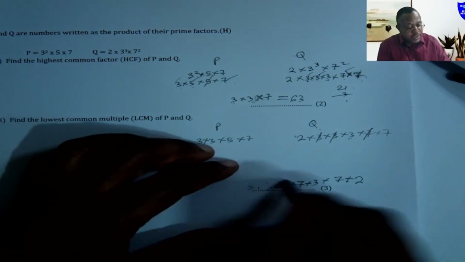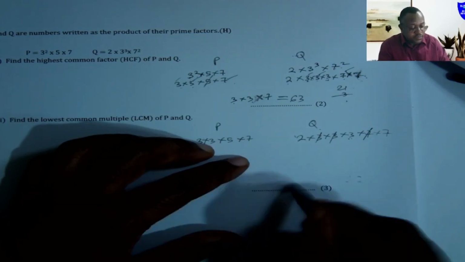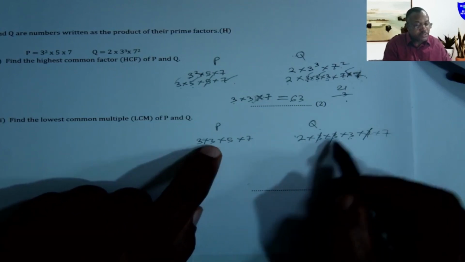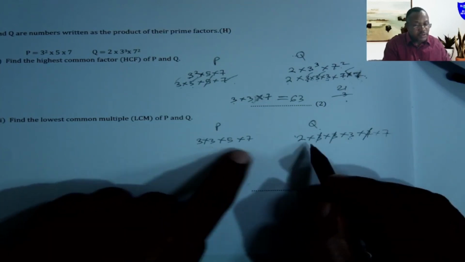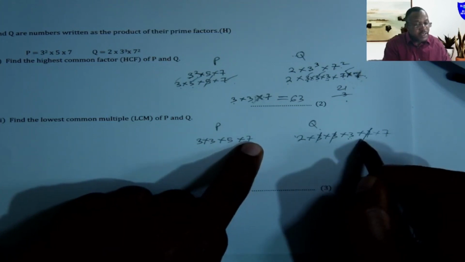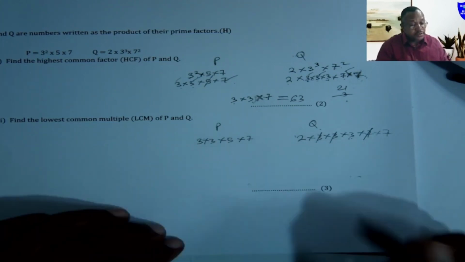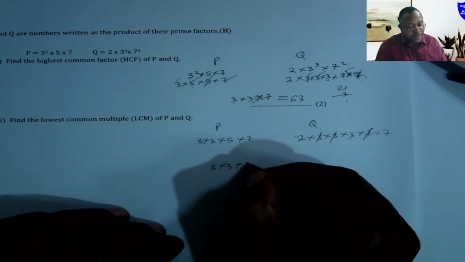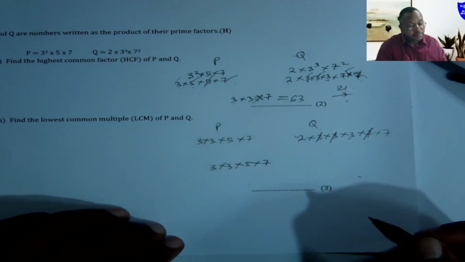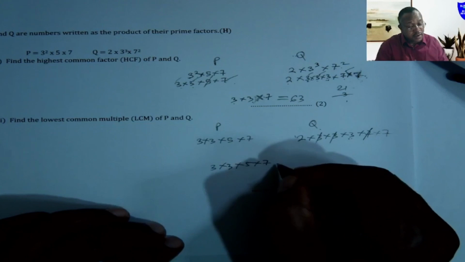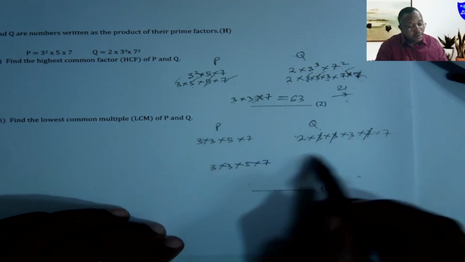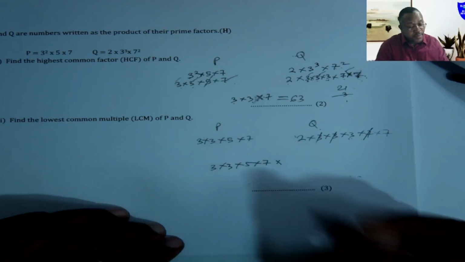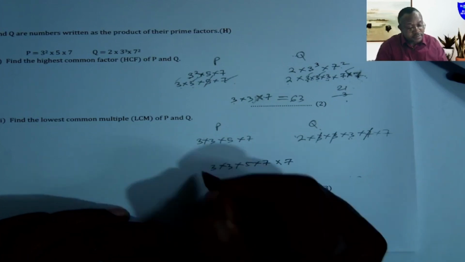So let me just show you another way of doing it instead of what I've done here. Another way is we've got 3, 3 we cross out, we've got another 3, we cross out the 3. We've got a 7 there, we cross out one 7. Then all that remains there, you multiply. So we have 3 by 3 by 5 by 7, by 7, and there's a 2.